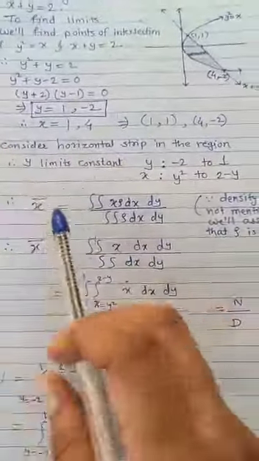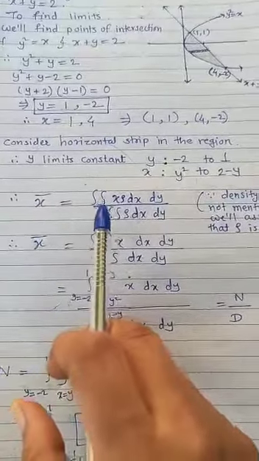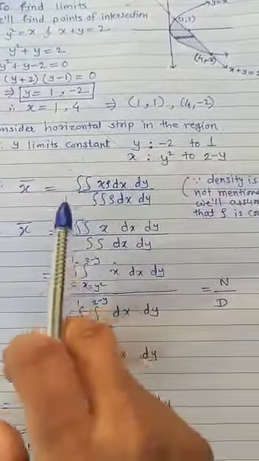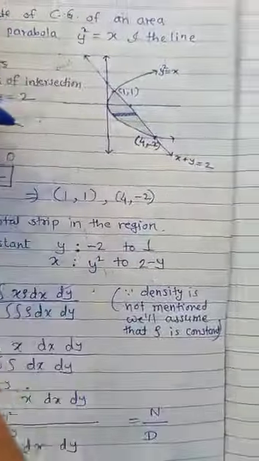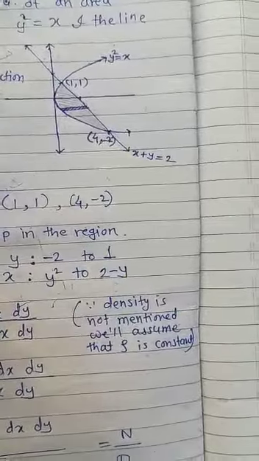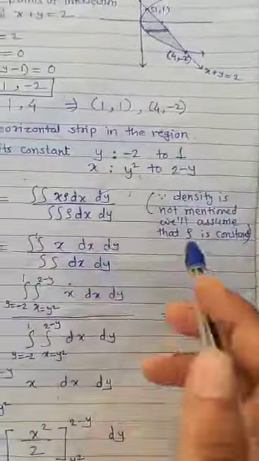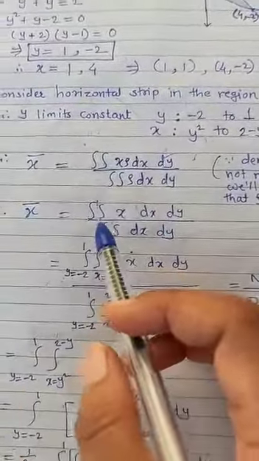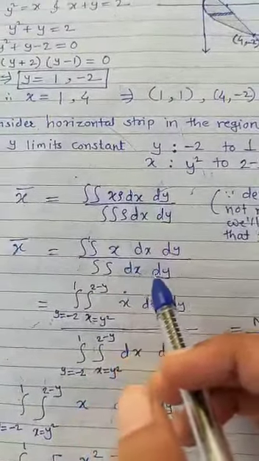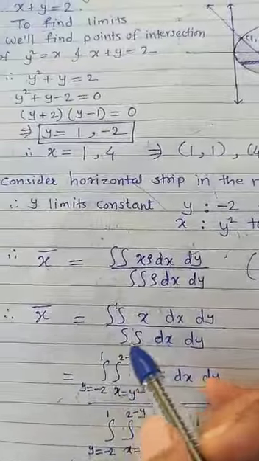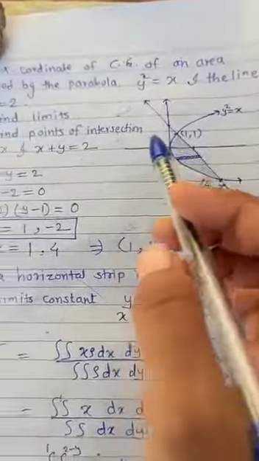The formula is x bar equal to double integration of x into rho dx dy upon double integration of rho dx dy. Since density is not mentioned in the example, we will assume that density is constant, and therefore the formula of x bar will be double integration of x dx dy upon double integration of dx dy. Now we are going to find the limits by using the diagram.